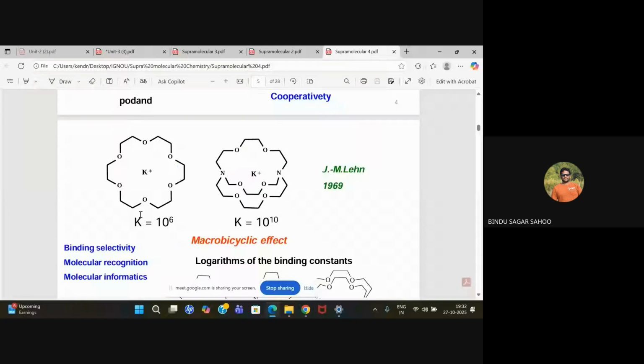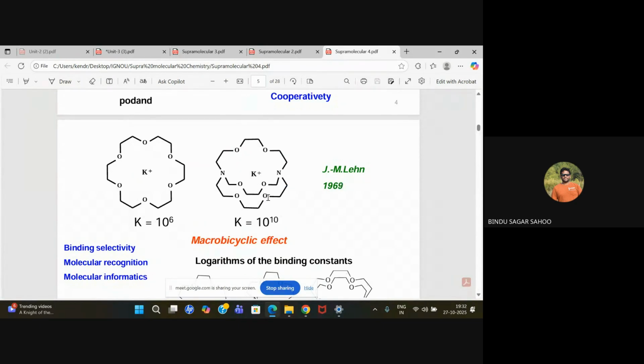So in this structure, you can see that in both of the host molecules, the potassium ions can be accommodated. Here also the potassium ion can be accommodated inside the structure. Here also the potassium ions can be trapped inside the structure. But here the binding constant value is 10 to the power 6, and here the binding constant is 10 to the power 10, because this is a cryptand.